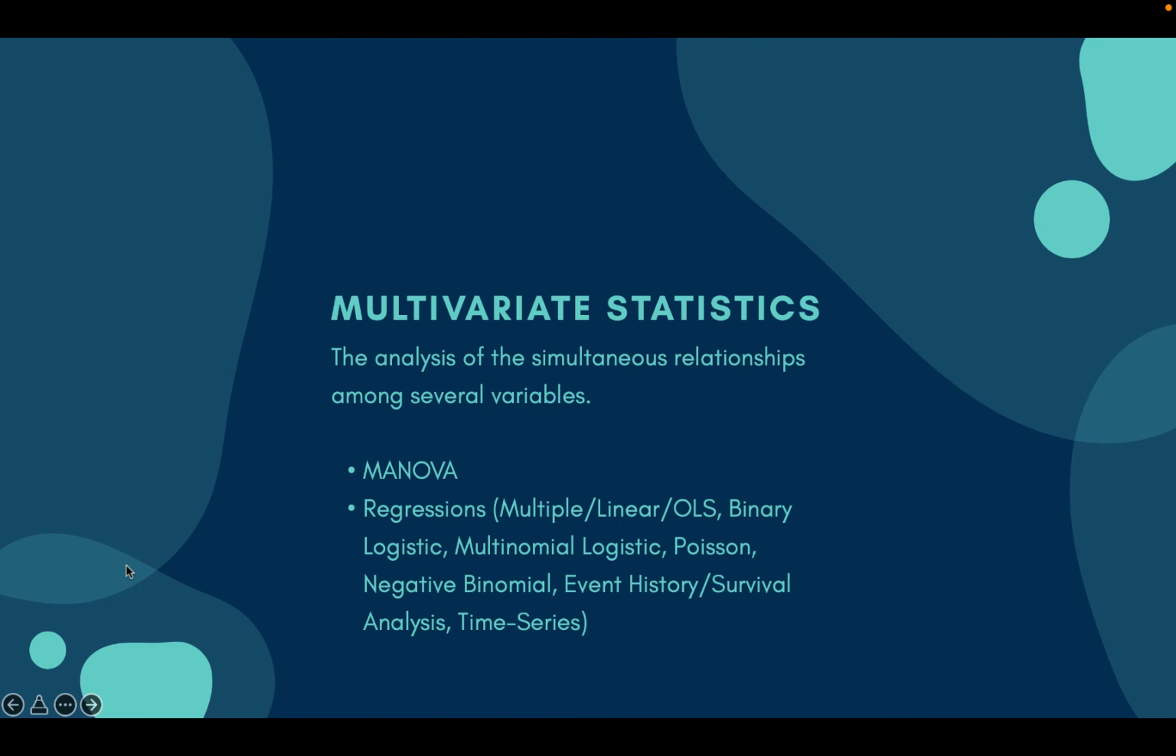Event history or survival analysis, and time series analysis. So event history meaning the time until an event happens or the rate of failure or success of an event. And then time series, a correlational look at how time affects relationships. And that is it.